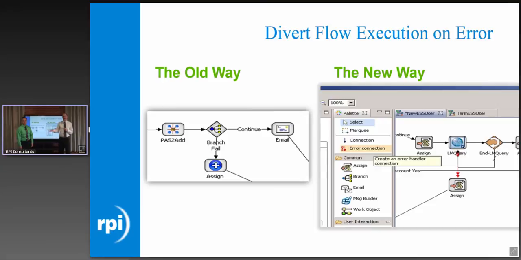In IPA, every transaction node has a built-in branch node, and that's why you'll see two different connections here in the designer. There's the regular connection, and then there's the error connection, which is represented with a red line here. So my flow will automatically divert out to my error handler if there's a problem executing this transaction.